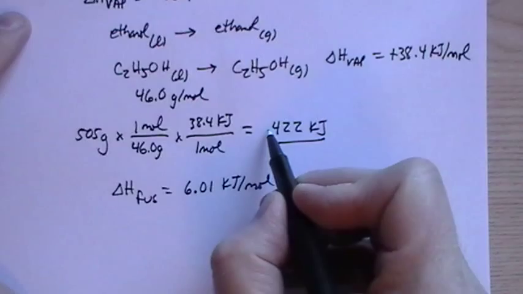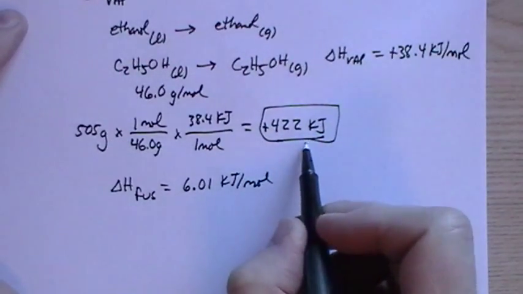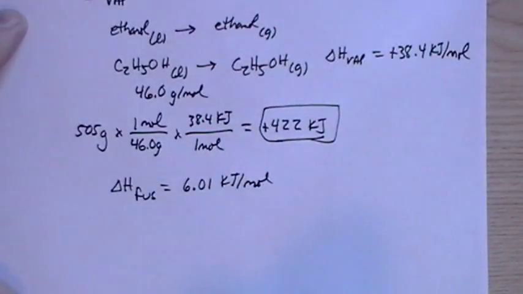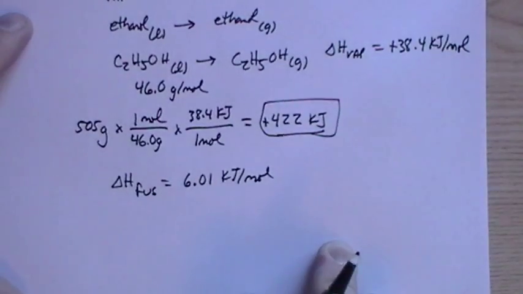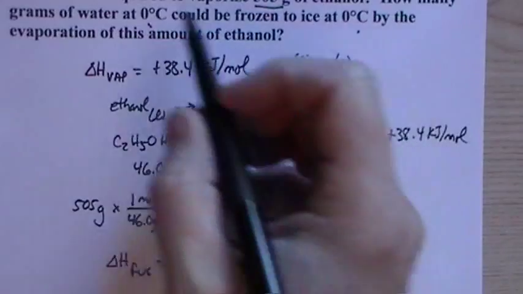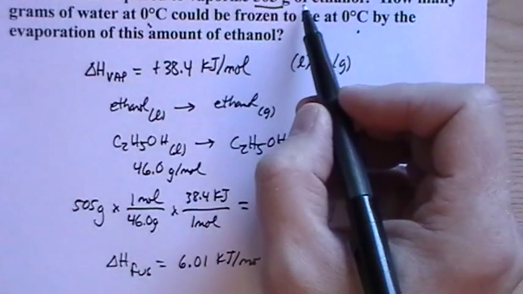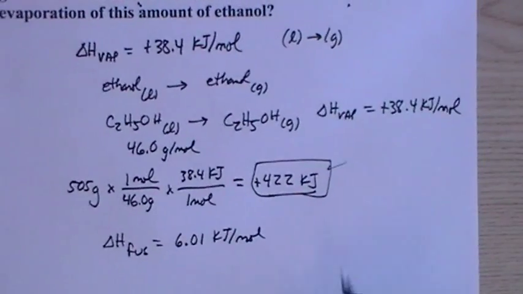Now, how many grams could be frozen to ice by evaporating? So we had to put this energy in. This energy had to go into the ethanol. So if we took that energy out of the ice, or out of the water, that should freeze some of the water, assuming the water is at 0 degrees Celsius. So we took the energy for ethanol out of the water, and this is how much energy we took.